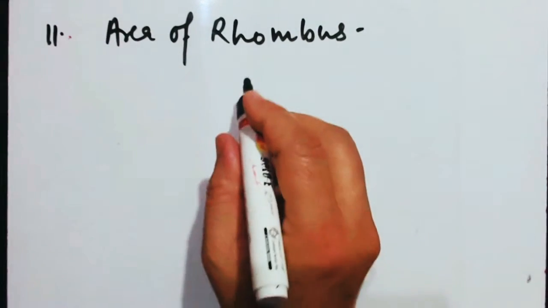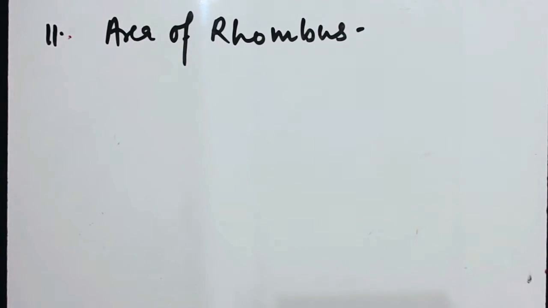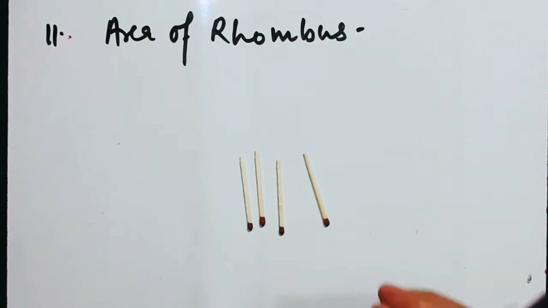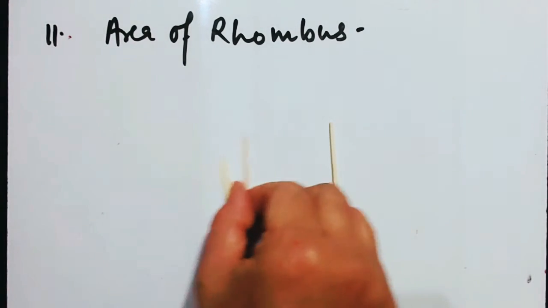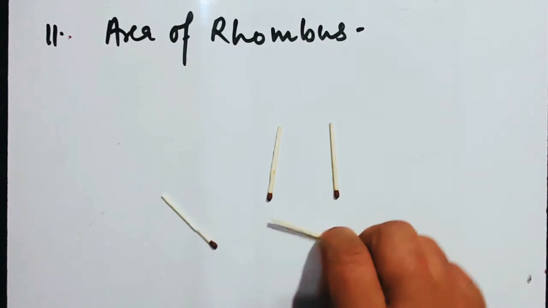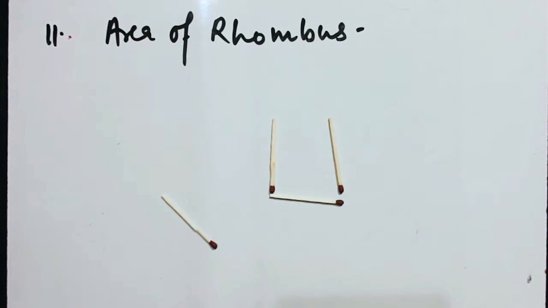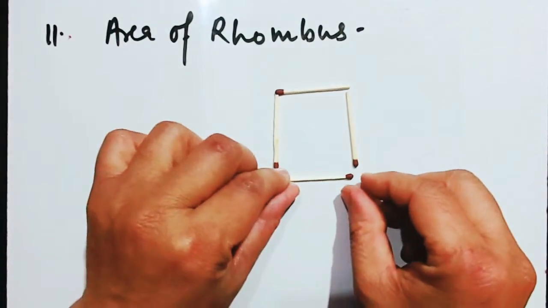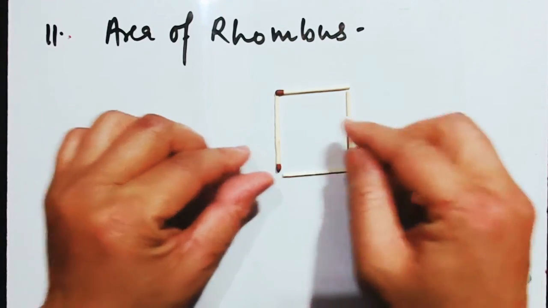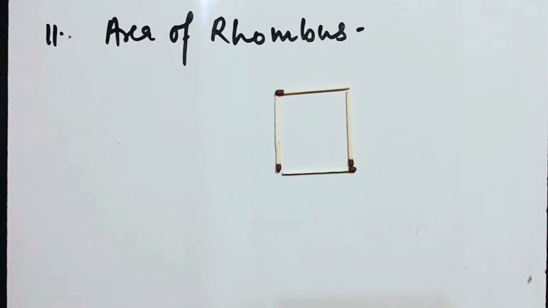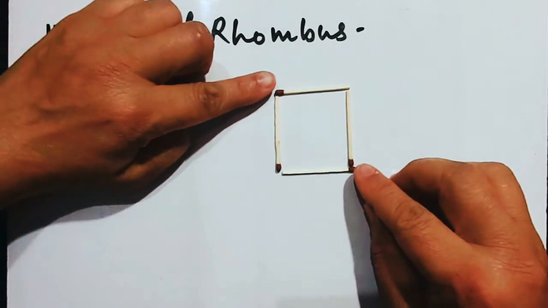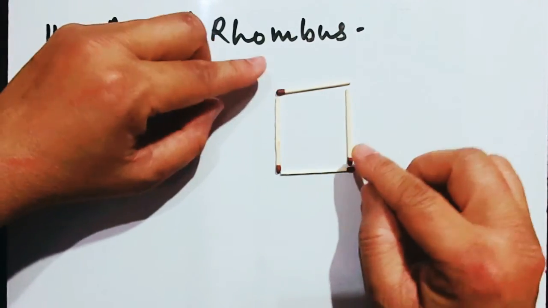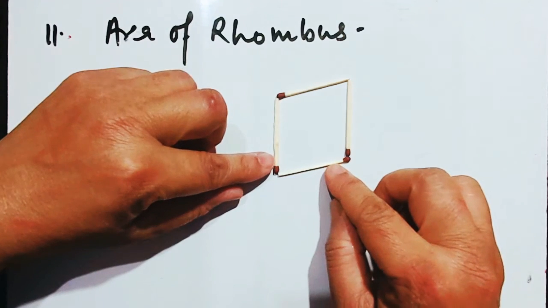Let me talk about the square. These are the 4 matchsticks, and let me make a simple square: 1 side, 2 side, 3 side, and 4 side. These are the 4 sides of the square, and all the sides are at 90 degree to each other. Now when we are talking about a rhombus, this means that the length of the sides will be the same, but the angles will not be equal to 90 degree.